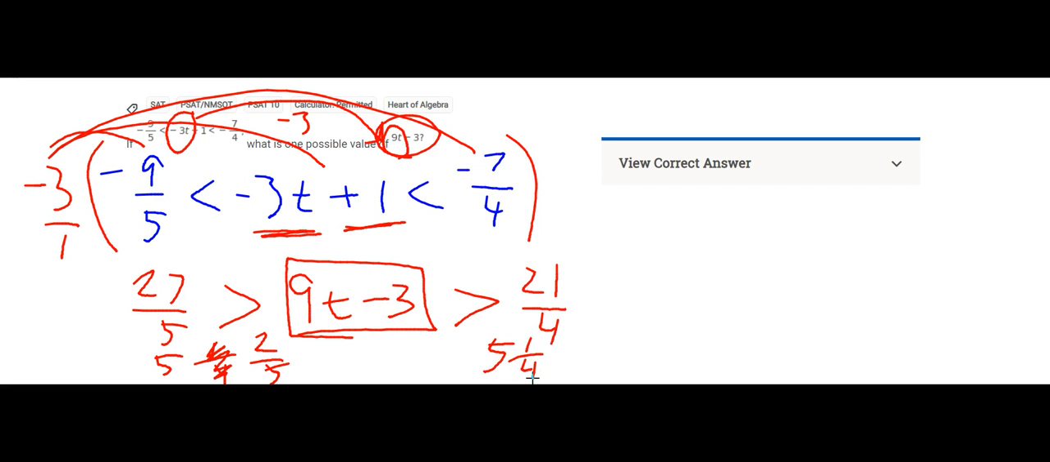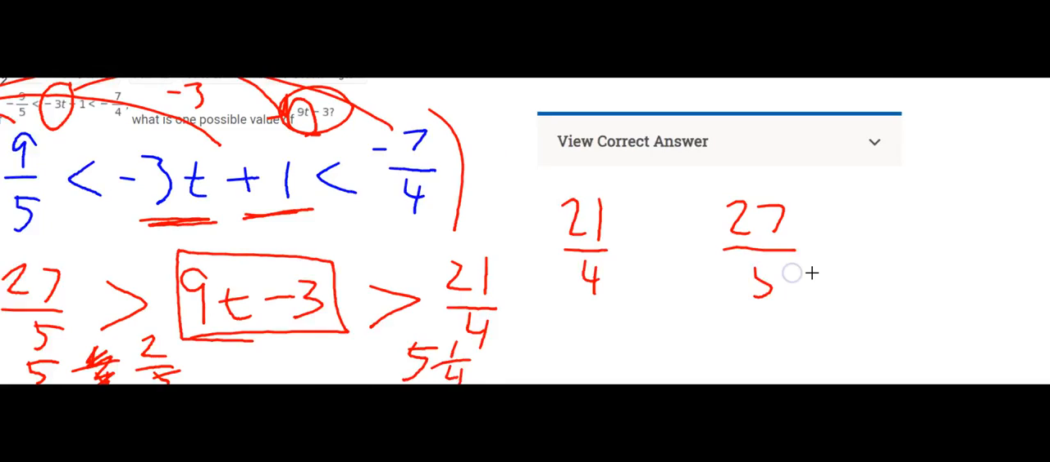So we need a number. What is one possible value of t? We need something between 5 1/4 and 5 2/5. So anything as long as it's between 5 1/4 and 5 2/5. So common denominators might not be a bad idea here. Let's see, 5 1/4. So we can look at the 21/4 and the 27/5. Maybe we should do that.